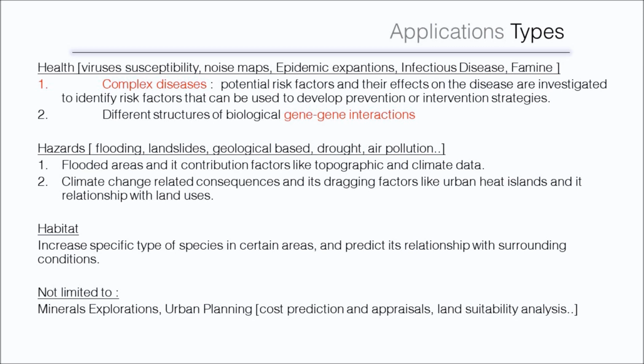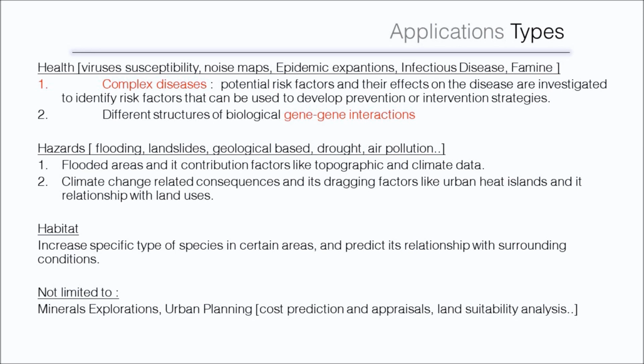So as you see here, we always have the target, which we call the response, represented by events like landslides or flooded areas. At the same time, we have the contributing factors, which are called the explanatory factors, or the independent factors, like topographic and climate data. We can also work on climate change consequences and driving factors, like urban heat islands and their relation with land uses, or habitats, like the increase of a specific type of species in certain areas and predicting its relationship with the surrounding conditions. So here we have dependent and independent factors.